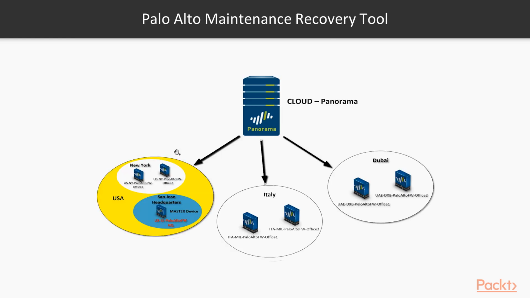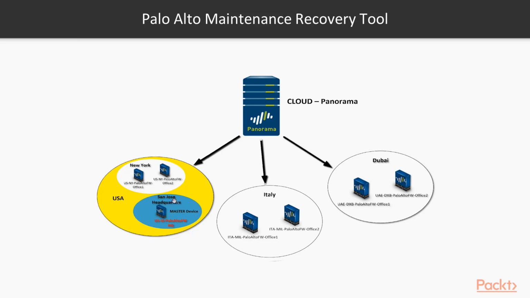Okay, let's take a look at our scenario. It's very straightforward. You have here a central Panorama server or a central Panorama appliance, and it's running in the cloud, and you can select any cloud provider, AWS, Azure, etc. We have our main site, this circle in yellow, which is in the USA. We have an office in New York. We have two firewalls in this New York office. We also have a San Jose location, which is our headquarters.